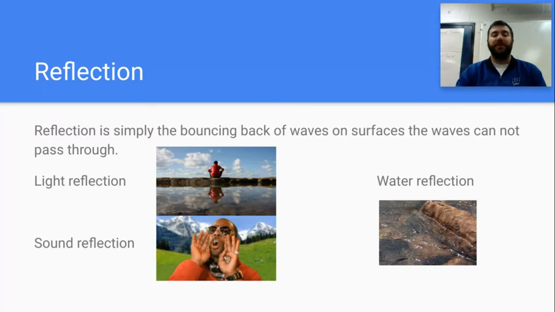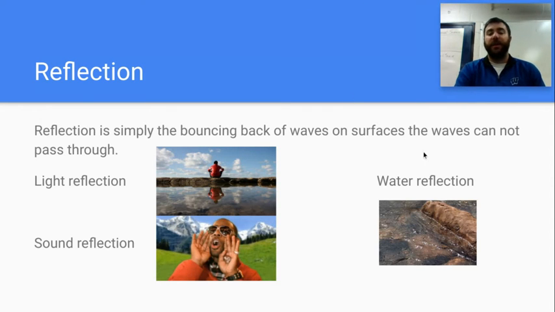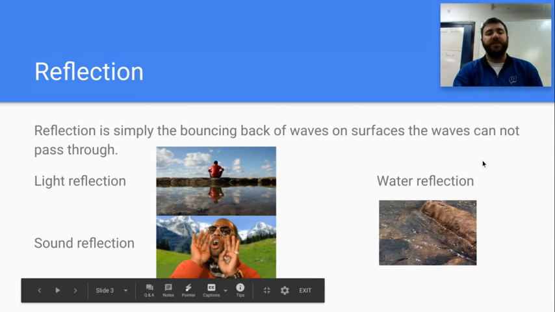Reflection is simply the bouncing back of waves on surfaces that they can't pass through. This can happen on all different types of waves. You've seen light reflection in mirrors and reflecting off of water. But think of sound wave reflections, like echoes, and even water reflections. If you jump into a pool and those waves travel outward, what happens when they hit the edge of the pool? They bounce back and start interfering with the waves coming this way, reflecting off the side of that pool. So that's what reflection is.